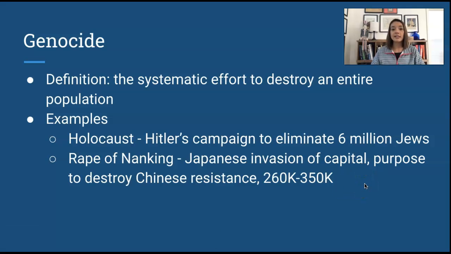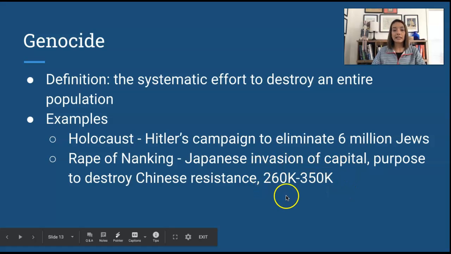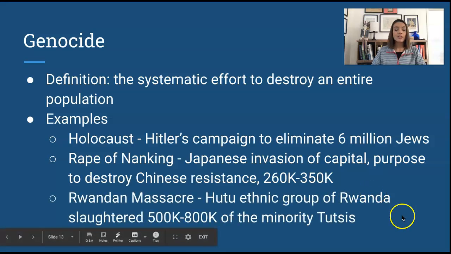Why don't they have an exact number? That is because some people were murdered, some people were brutalized and then were killed, some women were raped and then murdered. So they don't have exact figures, but they do know that this many people disappeared, were gone because of the rape of Nanking. And then the last one is the Rwandan massacre that happened in the 1990s.